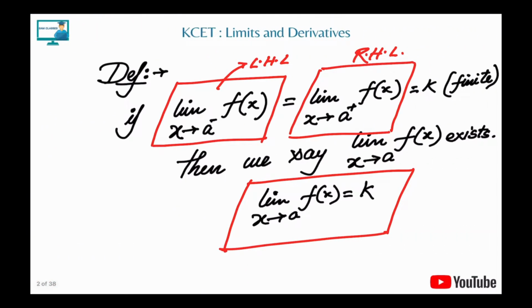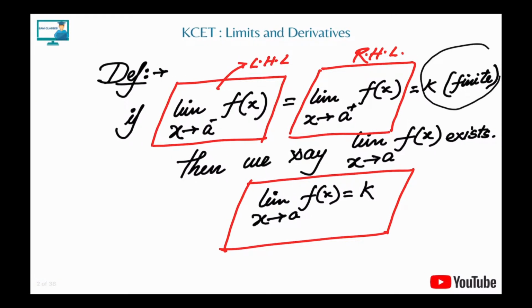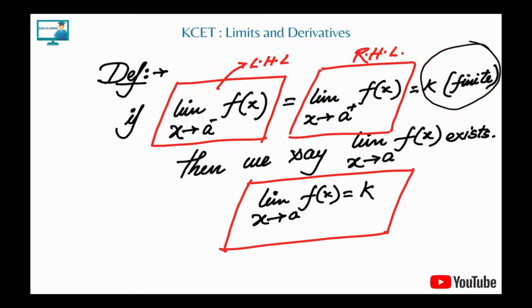Starting the chapter with the basic definition. The definition, we all know, since you have already done second PU, correct? And you have just 1 month left. Still, I'm prepping you up for the definition. We know that when the left hand limit is equal to the right hand limit, and that is equal to a finite value, not an infinite value, then we say that the limit exists. And the limit at that point is known as the value k, okay?